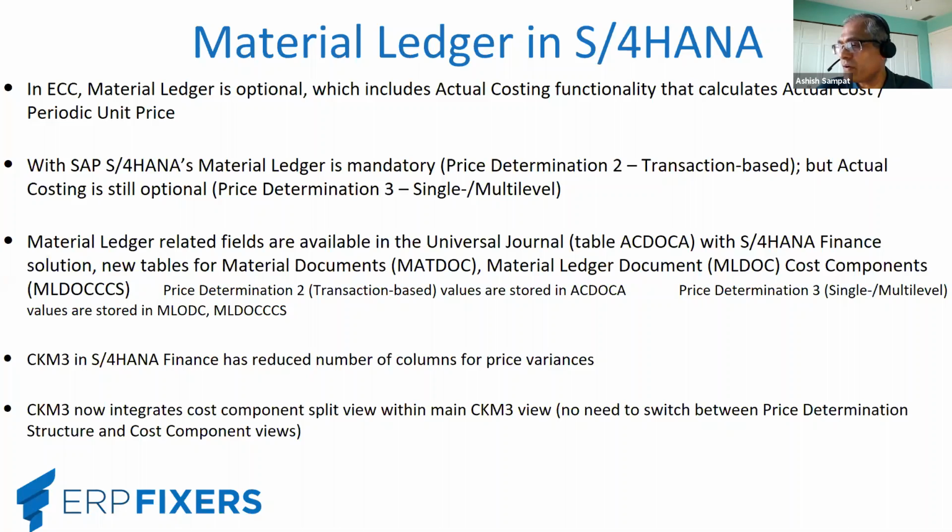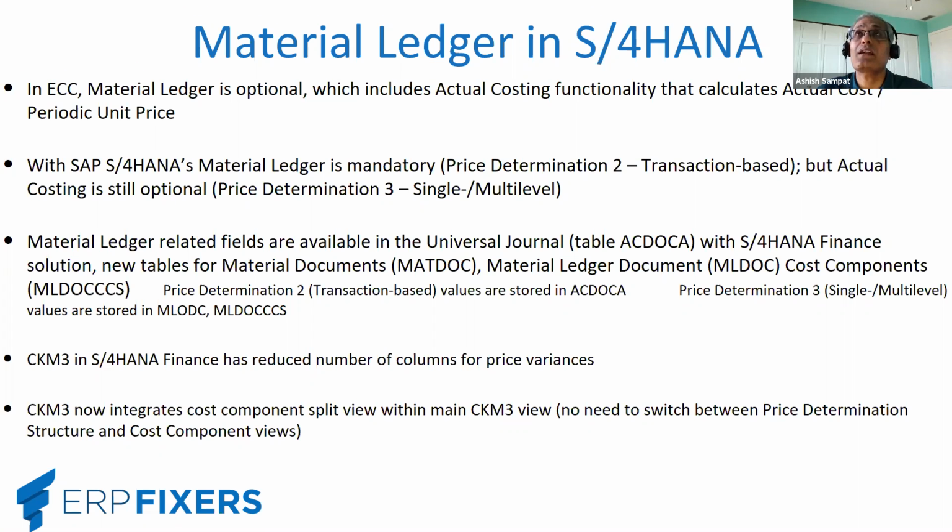So I think those who have worked on material ledger know that when price determination 2 is being used, you don't have to close the material ledger, CKMLCP, the closing cockpit, every month. But when it is 3, you must close each material every month. Otherwise, you can't use it for your actual cost calculation. That's one of the requirements. So when we talk about what is mandatory in S/4HANA, it's actually price determination 2. But the actual costing is still optional.